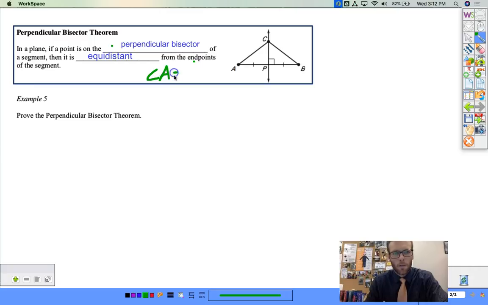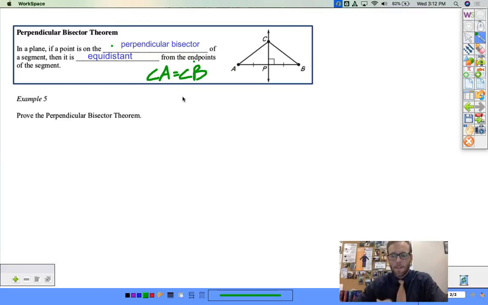So I know, there we go, CA equals CB. Now notice I did not put a segment sign above these, and I did not use the congruent sign. The perpendicular bisector theorem says the word equidistant. That word equidistant tells us we're talking about distance, which is our numbers, and that's what we have.